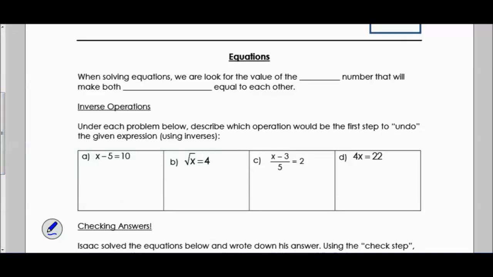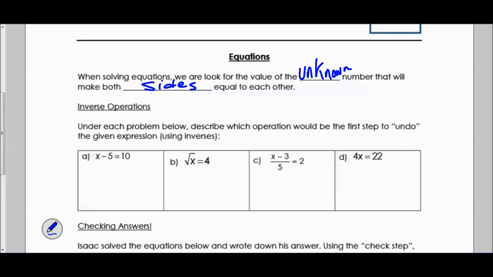So an equation is basically looking for a value of an unknown number. And it's going to make both sides of the equation equal to each other. Both sides are going to be equal. And the way we get a variable by itself, the unknown variable, we have to use inverse operations. We really want to work order of operations backwards. That's all we're doing here. We're working order of operations in the exact opposite order. And we're going to do that with inverse operations or opposite operations to undo the original operation.